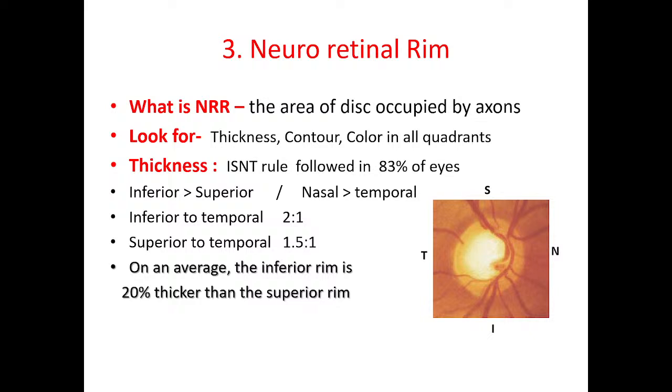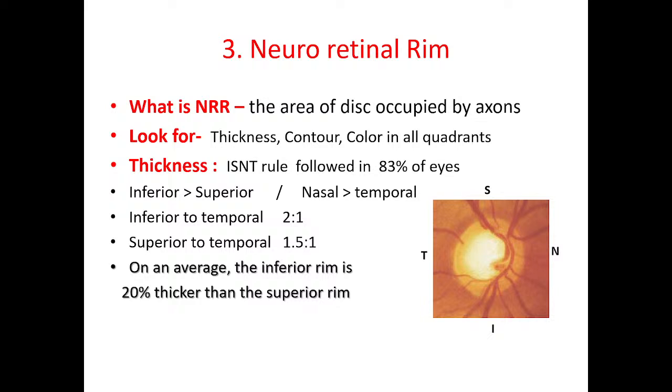So when we examine this NRR, we see what is the difference in thickness of these two. If the inferior becomes equal to superior, it means there is a loss of fibers. This is thicker normally. So if now this becomes equal to this, that means there is a loss of fibers here, and there is an enlargement of the cup here. You will see a notch here. It means there is a loss of fibers in the inferior pole.